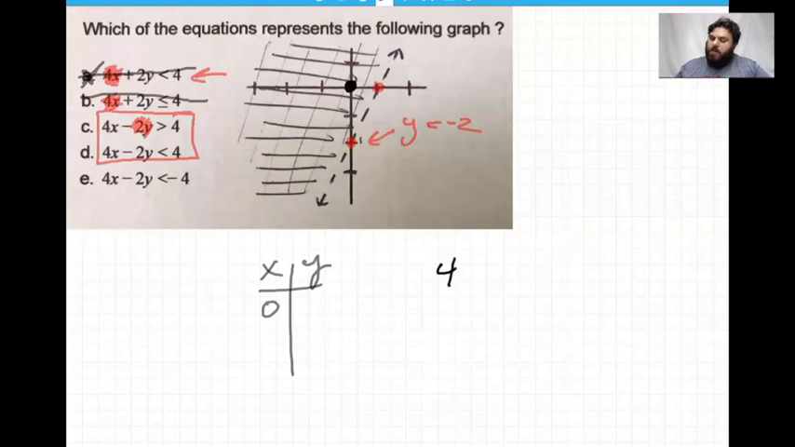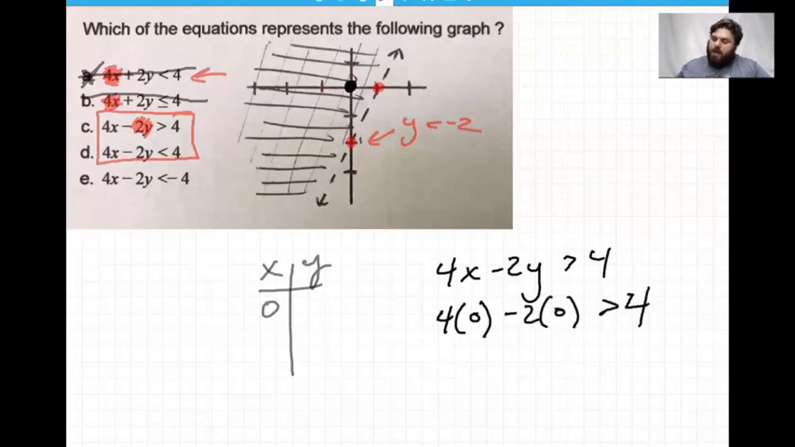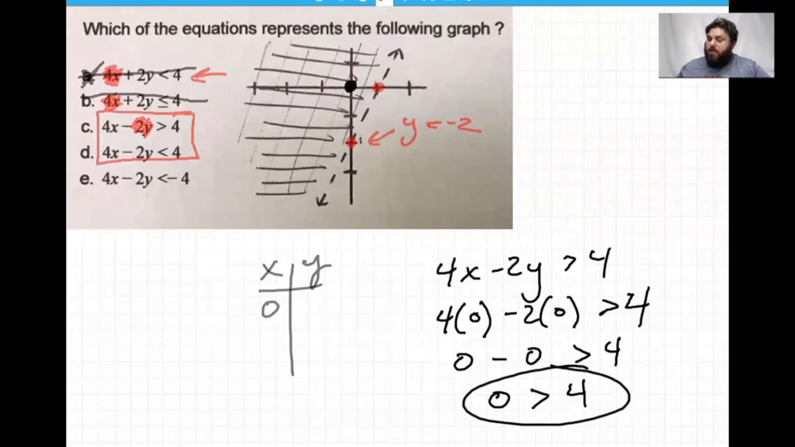So we have the equation 4x minus 2y is greater than 4. If we plug in 0 for x and 0 for y, we get 0 minus 0 is greater than 4. Well, 0 minus 0 is 0. Is 0 bigger than 4? No. That means that is not our equation because that is not true. This is saying that 0, 0 is not a solution, because that's not true.